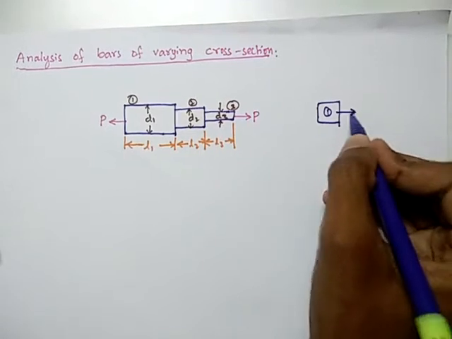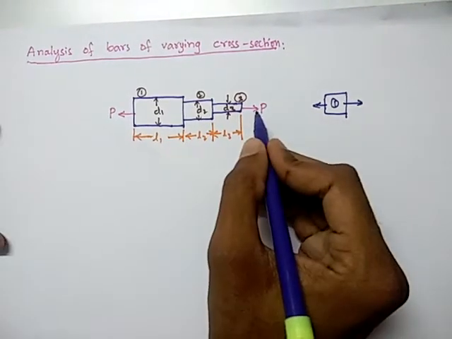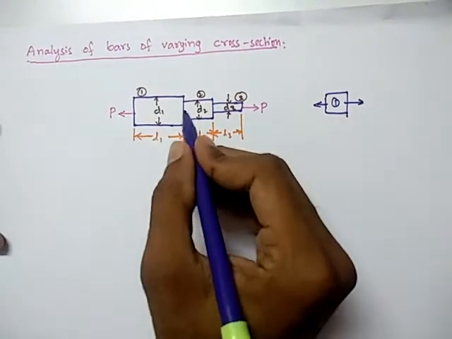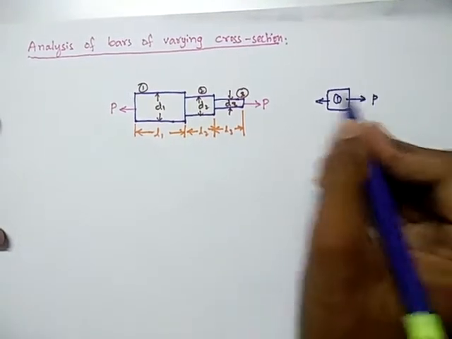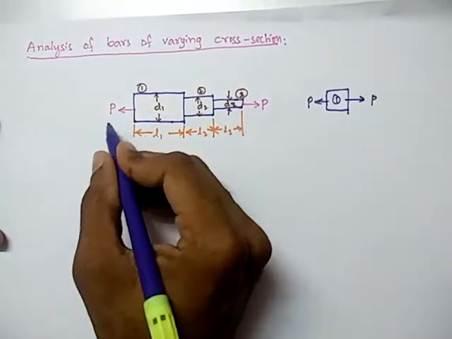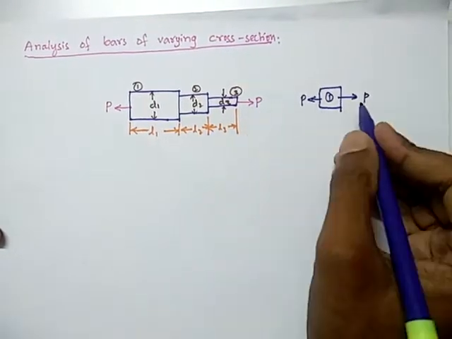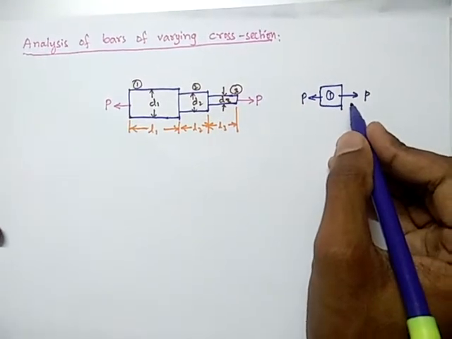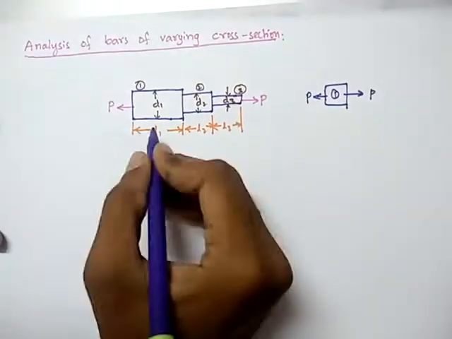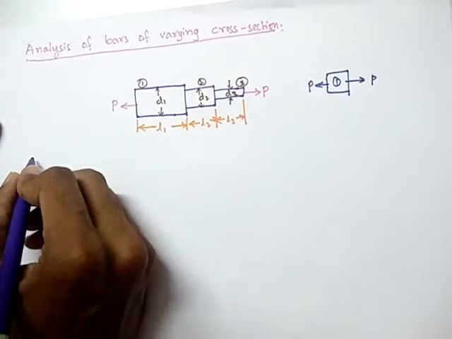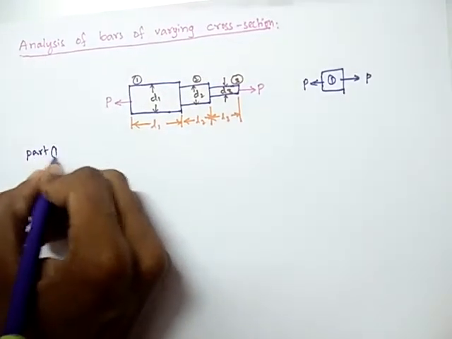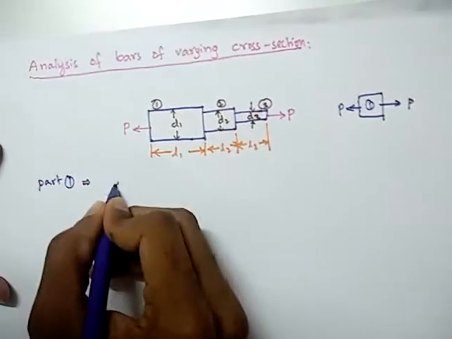And see here, in this bar, because of varying cross section, consider part 1. The first point we have to remember is that when you divide the bar, the load taken by each part is the same as the given load at the ends of the bar. So that is the consideration we have to take. And here, suppose I write the stress in part 1, this is stress in part 1, sigma 1.